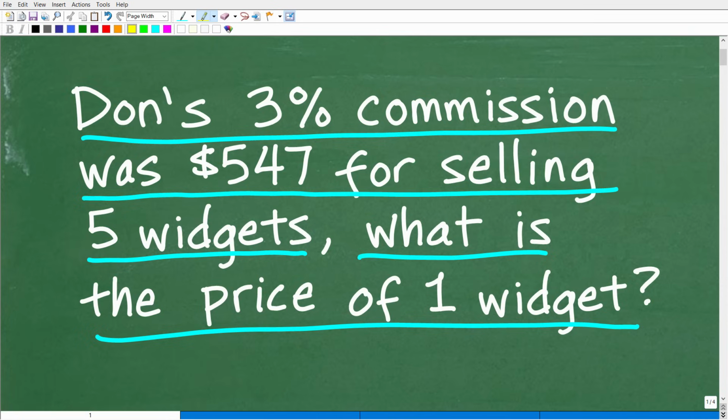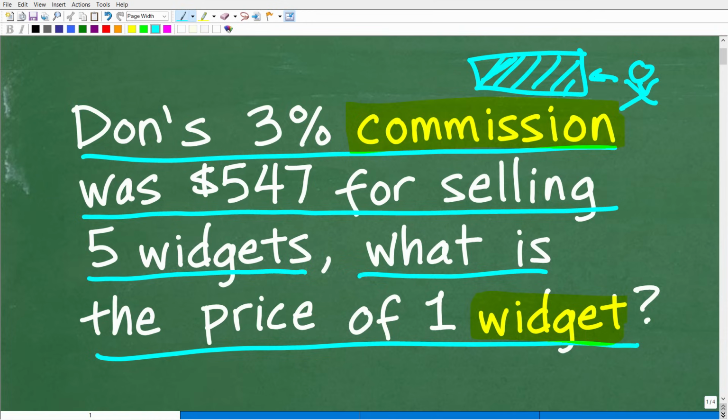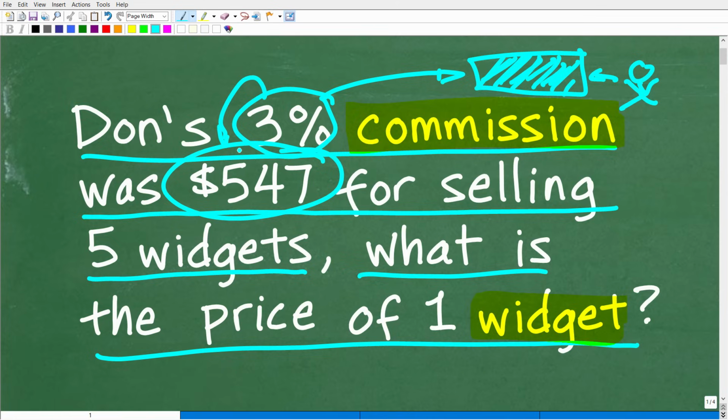But before we move on, let's make sure all of you out there understand these words, commission and widget, because some of you might be confused, and I want to give you a full opportunity to solve this problem. Okay, so a commission is a way that salespeople typically earn their pay. In this particular example, let's suppose one person wanted 5 widgets. They're like, hey, I'd like to buy 5 widgets, and Don is so gracious, he sells this person these 5 widgets. So this person spends this amount of money to get these 5 widgets, right? Now Don is going to earn 3% of how much he sold. Of course, that'd be the amount somebody is willing to pay for these 5 widgets. That is his paycheck, and represents this amount right here, $547. So that was his 3% commission. That's how much he earned for selling these 5 widgets.